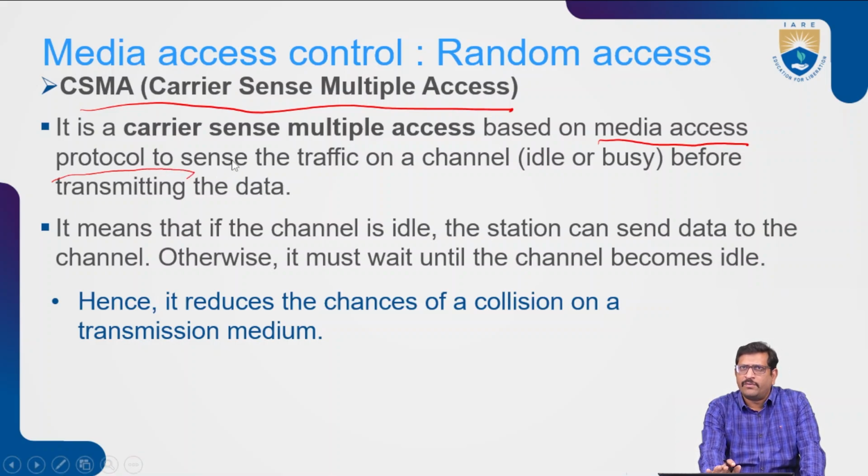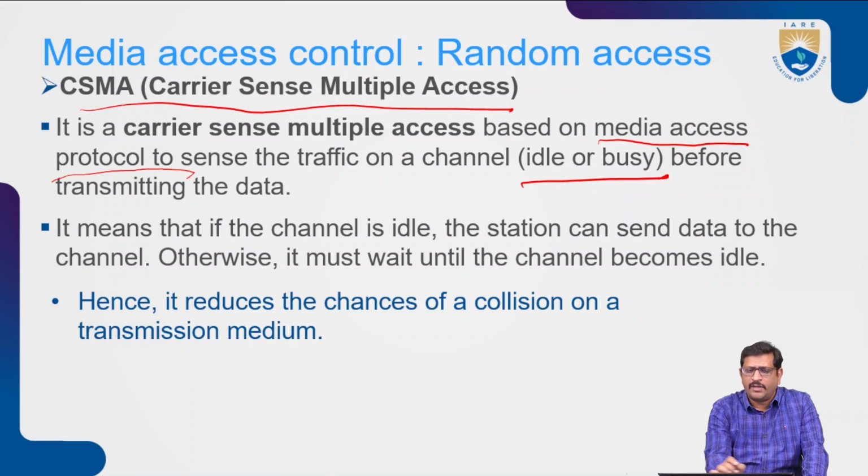Based on the sensing, the data transmission can be done by sensing the traffic or the communication media on a channel, whether the channel is busy or idle. By sensing we can determine this. So with the help of CSMA, before transmitting the data, if the channel is idle, the station can send the data to the channel. Based on channel availability, the data transmission can be done from one station to the other stations.